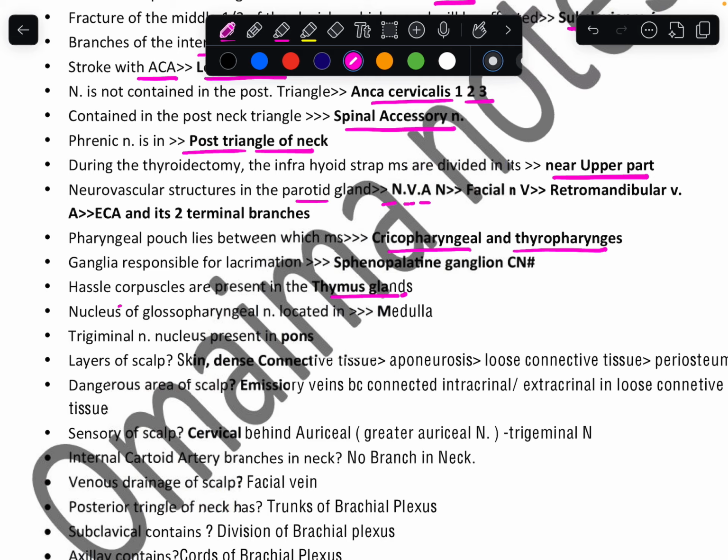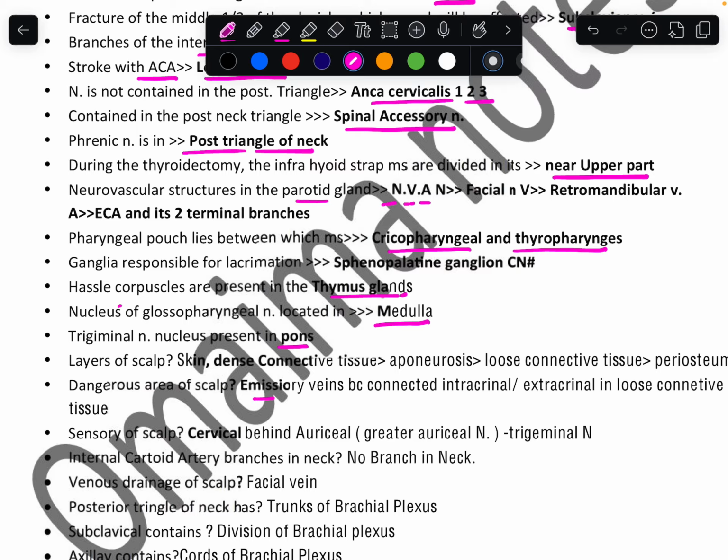Hassall's corpuscles, thymus. Nucleus of glossopharyngeal is in medulla. Trigeminal nucleus in pons. Layers of scalp: skin, dense connective tissue, aponeurosis, loose connective tissue, periosteum.